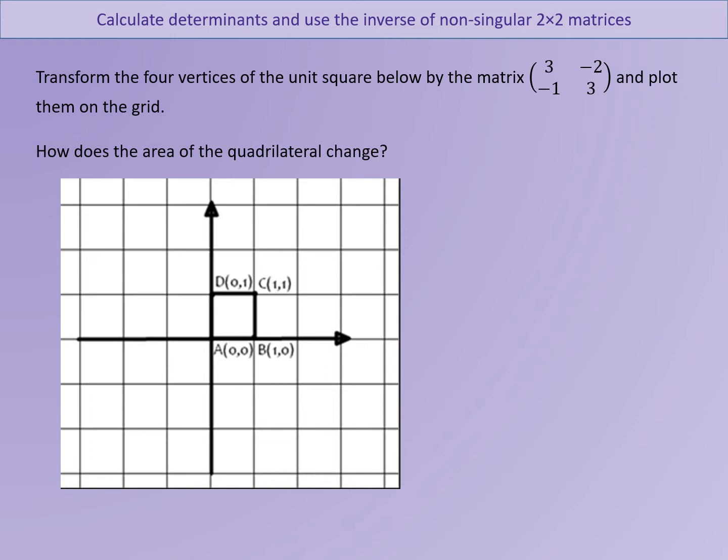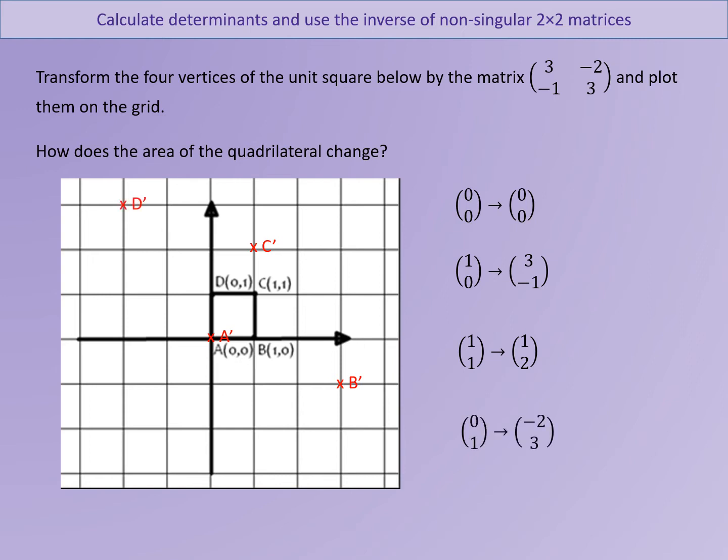Okay, so first of all, point A, 0, 0, is mapped onto 0, 0 by the transformation. Point B, 1, 0, is mapped onto 3, minus 1. Point C, 1, 1, is mapped onto 1, 2. And point D, 0, 1, is mapped onto minus 2, 3.